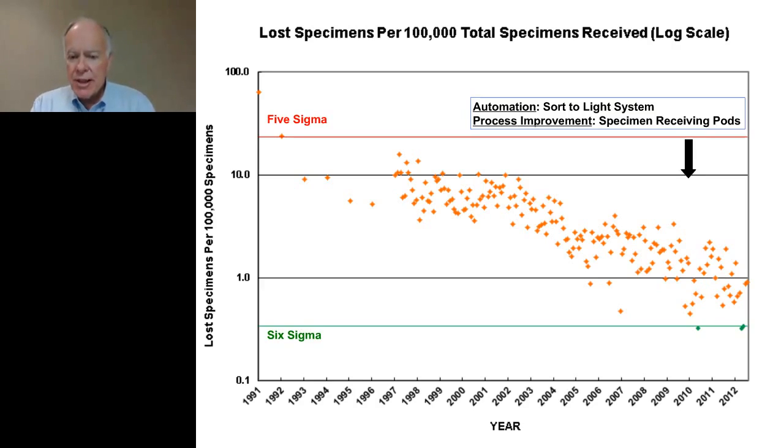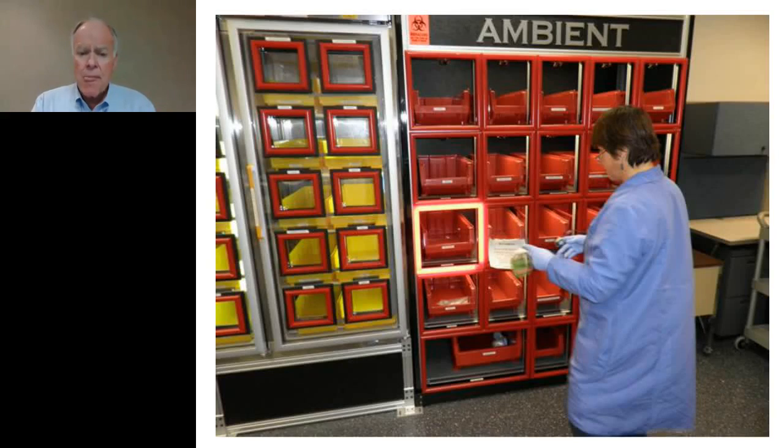What were the improvements that led to this latest decline? Well, one was the installation of a sort-to-light system. The sort-to-light system was an automation system invented in-house to sort based on the barcode those specimens that were not placed on the automated track system. It's what we would call manual specimens. And a process improvement that also contributed to this was the installation of what we call pods in specimen processing department.